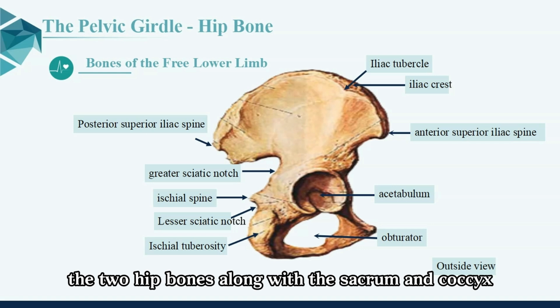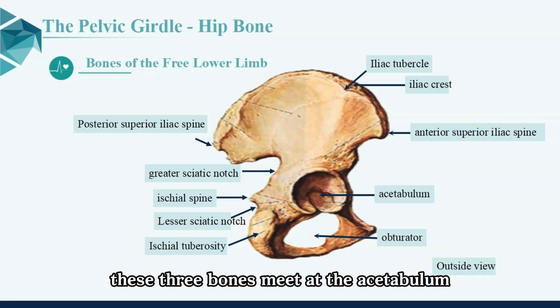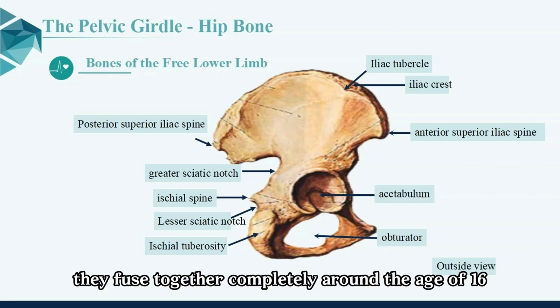The two hip bones, along with the sacrum and coccyx, form the pelvis. The hip bone consists of the ilium, pubis, and ischium. These three bones meet at the acetabulum. They fuse together completely around the age of 16.